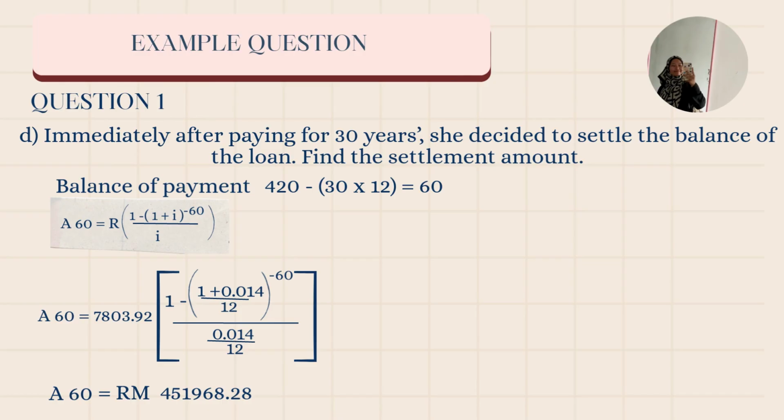Immediately after paying for 30 years, she decided to settle the balance of the loan. Find the settlement amount. Then substitute the amount into the formula. 7,803 ringgit and 92 cents times (1 minus (1 plus 0.014 over 12) to the power of negative 60) divided by 0.014 over 12. And the answer is 451,968 ringgit and 28 cents.